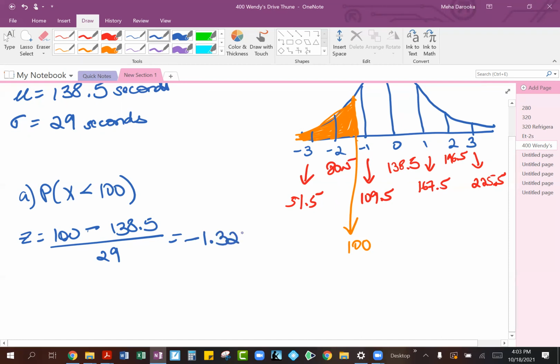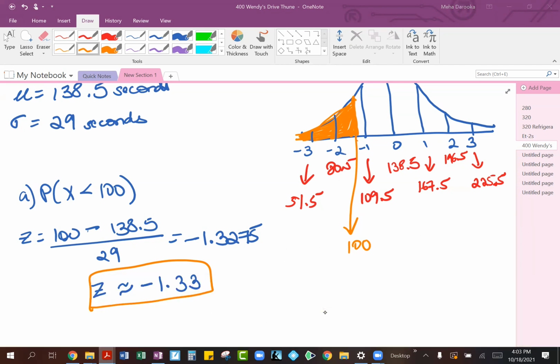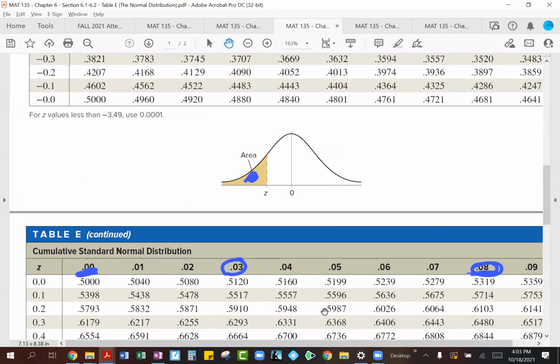All right, guys. So just to show you the raw answer, it's coming out to be something like this. But since this is a z-score, the maximum you want to do is 2 decimal places. So you have negative 1.327. So that 7 will make the 2 go up to a 3. So you have your z-score of negative 1.33. Once you have the z-score, then you can go to your table, find the negative 1.33.